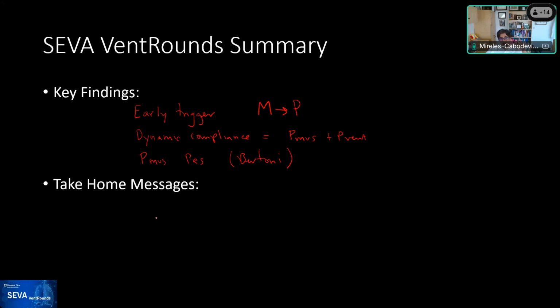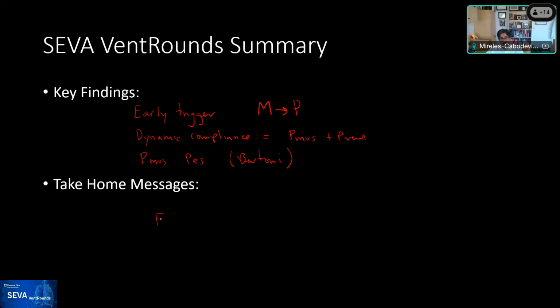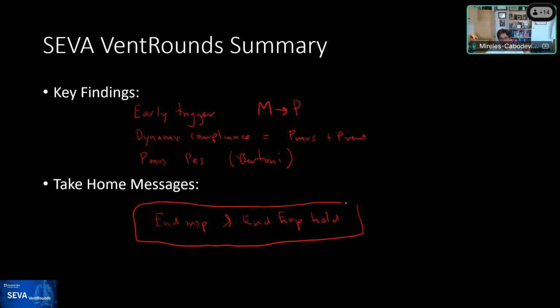And so the take-home message overall is to follow the key items. If you don't do an end inspiratory and an end expiratory hold in every patient, every time that you're assessing the interactions, if you don't do these two, you're going to miss half of the picture. And then you have to put this into context.